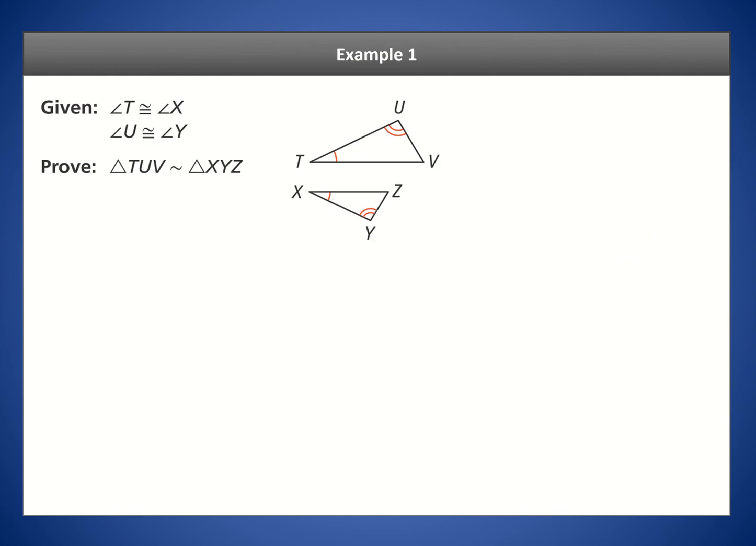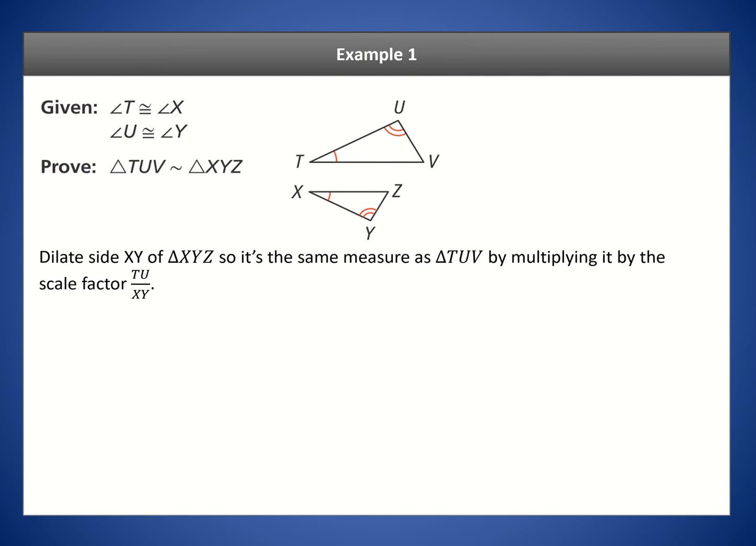So let's actually go about proving this. We have two triangles here. We know the two angles are congruent, so angle T is congruent to angle X, angle U is congruent to angle Y. So let's prove that they're similar. What we're going to do is transform XYZ to make it look like TUV. We're going to do a dilation. We're going to dilate XY of the triangle so it's the same measure as TU, and we're going to multiply by a scale factor.